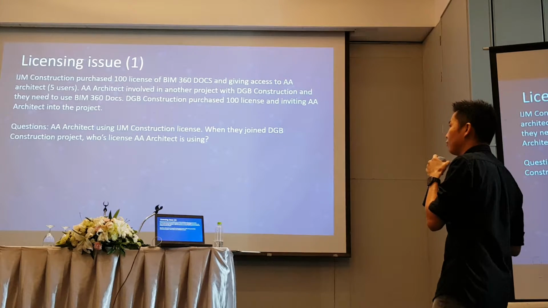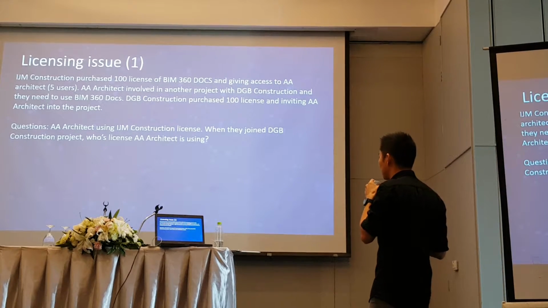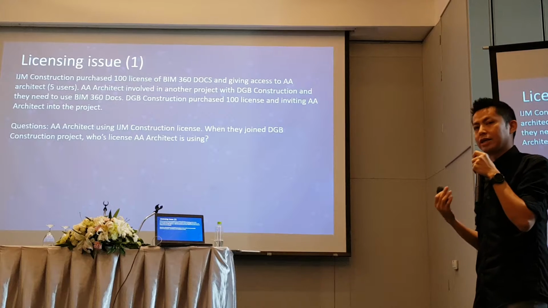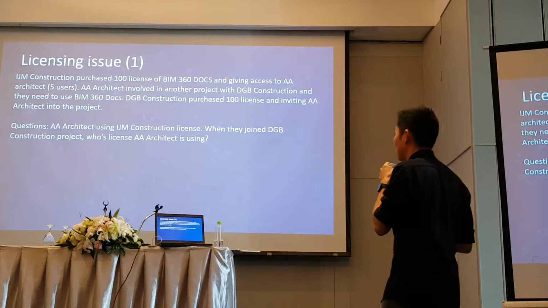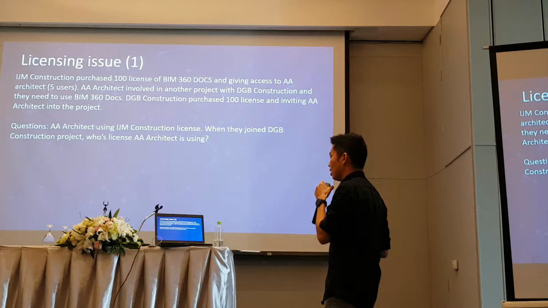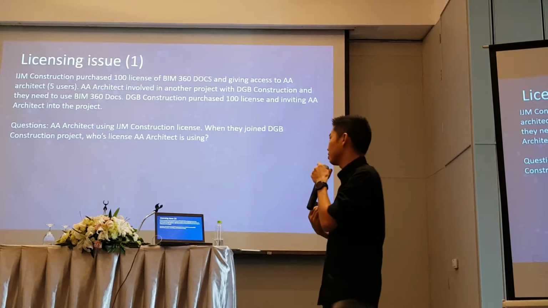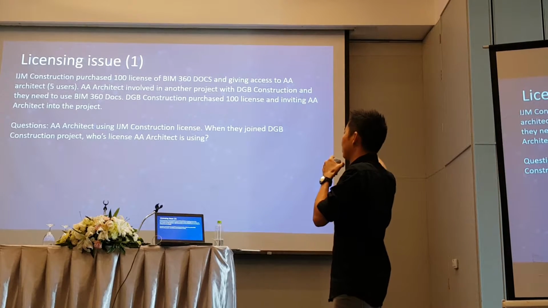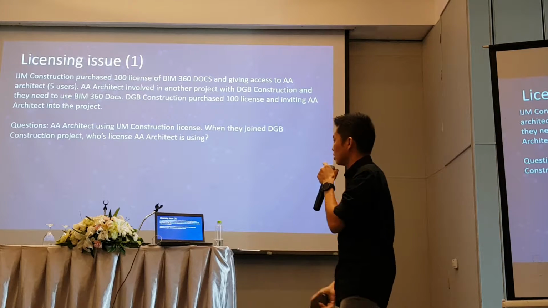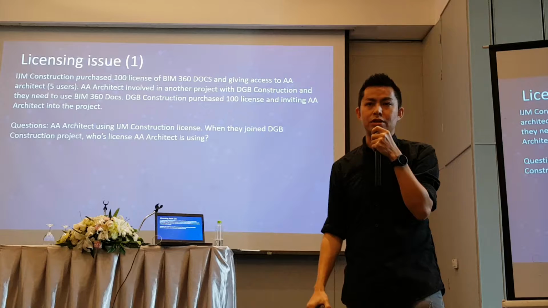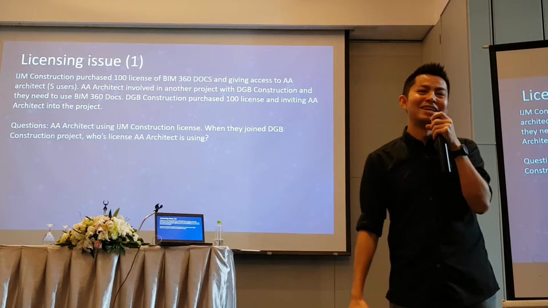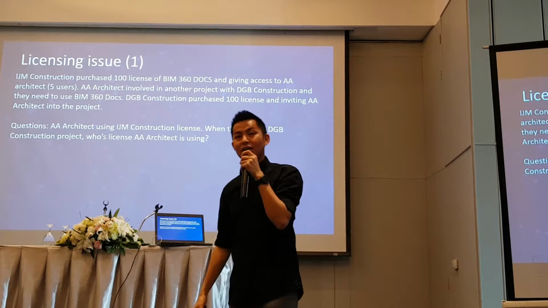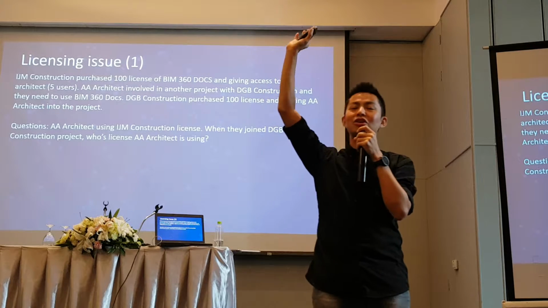Now, AA Architects is involved in another project with DGB Construction, and they're also using BIM 360 Docs. DGB also purchased 100 licenses of BIM 360 Docs and invited AA Architects into the project. Now, my question to you is, AA Architects used the IJM Construction license for the first project. On the second project, if they join the DGB Construction project, whose license is the architect using? Not you, John. Anyone? Right, IJM. Any more? Not you, John.